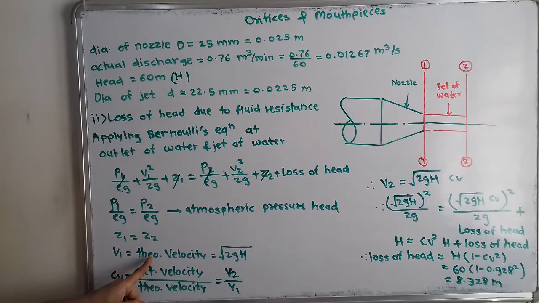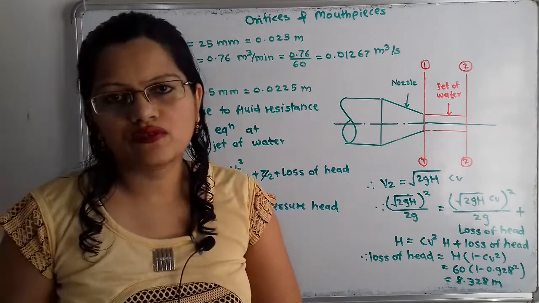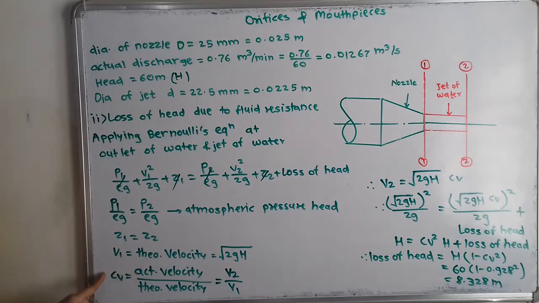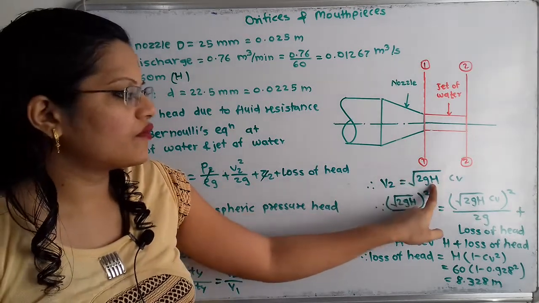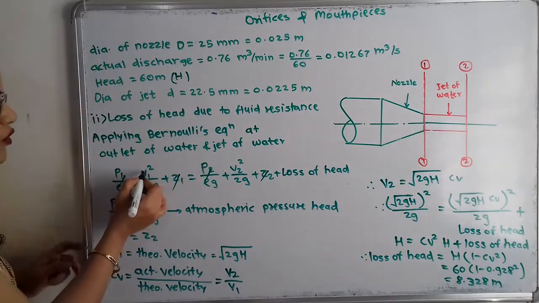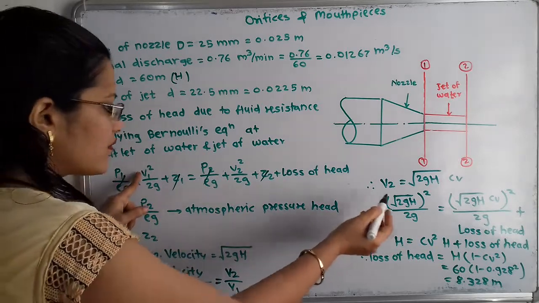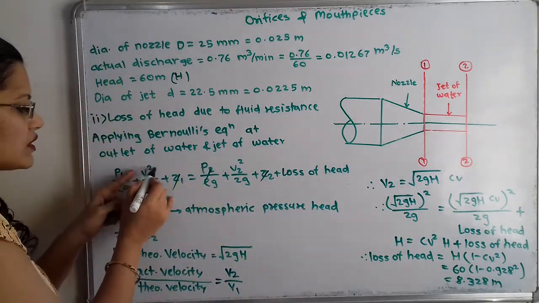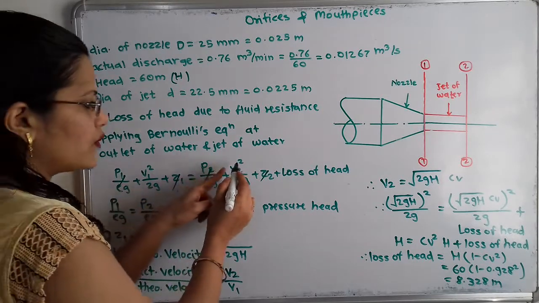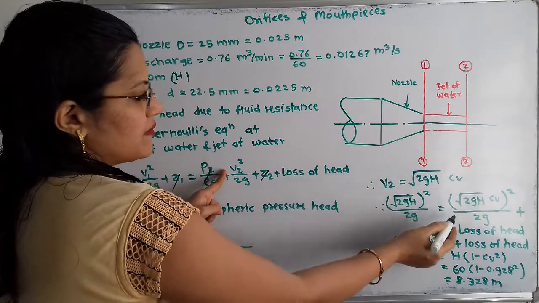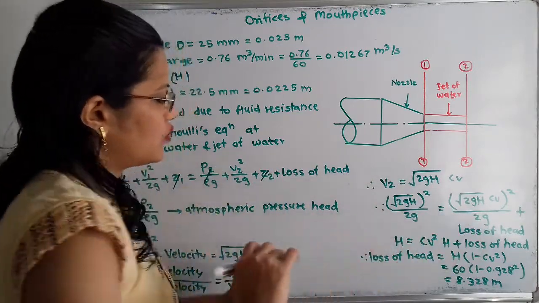Now there is a relation between the theoretical velocity and the actual velocity, that is the coefficient of velocity that we have calculated earlier. So Cv is equal to actual velocity by theoretical velocity, that is V2 by V1. So V2 is equal to V1 into Cv, where V1 is under root of 2gh. If we put the values of V1 and V2, what will be the formula? Under root of 2gh, bracket square, by 2g is equal to under root of 2gh into Cv, bracket square, by 2g plus loss of head.